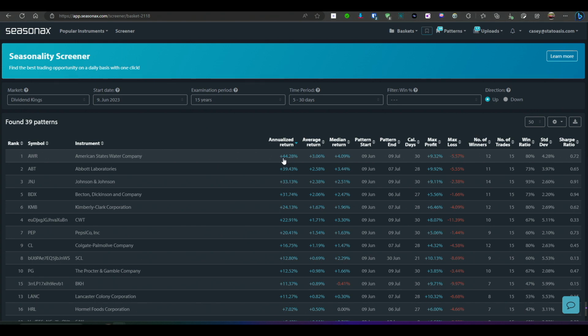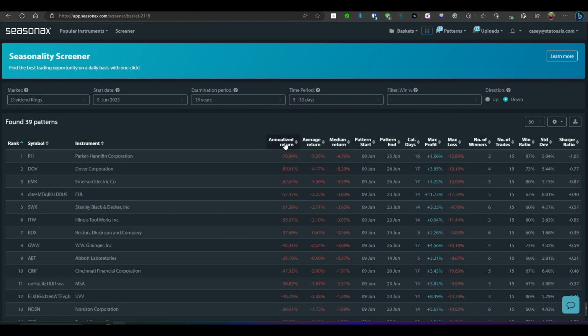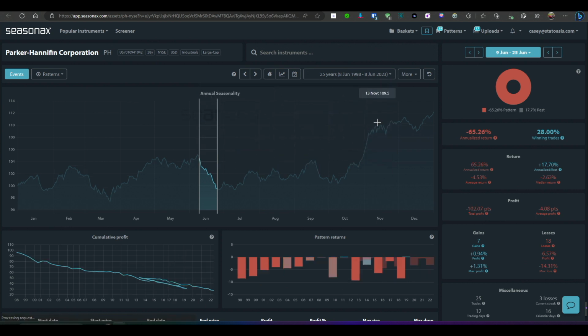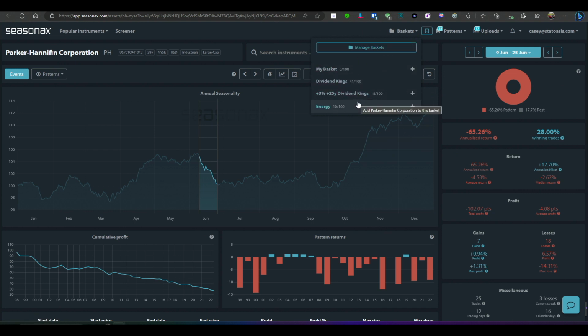So this is 44% going long. And if I go on the downside, this is 70% on the short side. So let's go 25 years. Over the past 25 years, this pattern made money if you short this stock between June 9th and 25th of June. The win rate is 72% and you make an annualized 65%. The median is 2.62% per trade. Those baskets you can control here. You can manage the baskets and you can add a new basket and so on and so forth. And each basket can hold up to 100 instruments.